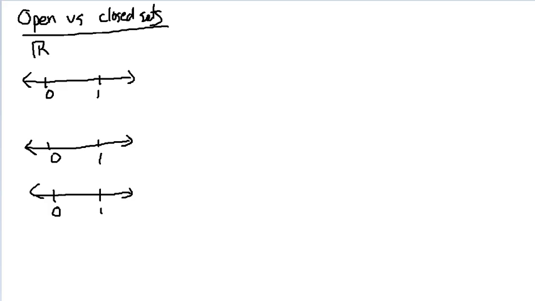The first set will be (0, 1), but I'm not including either endpoint. The second set will be 0 and 1, and I'm going to include both, which we normally write like this: [0, 1]. And the third set will be 0 and 1, but how about I include 0 and leave out 1: [0, 1).